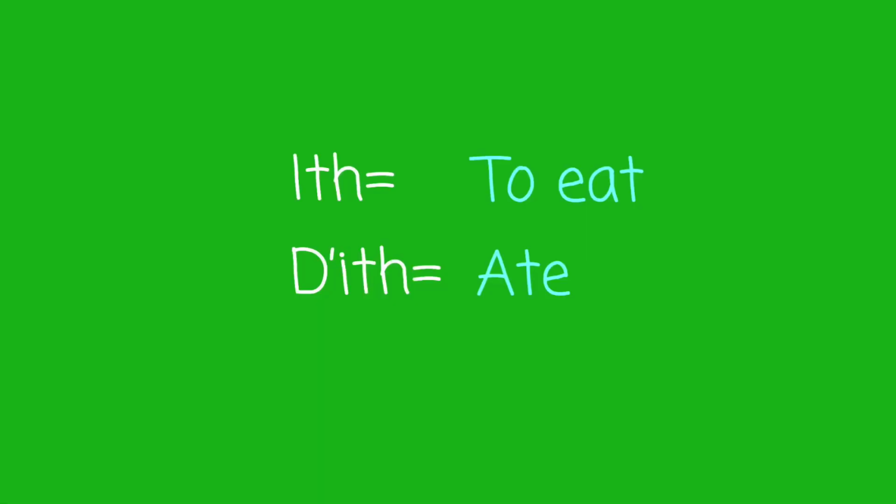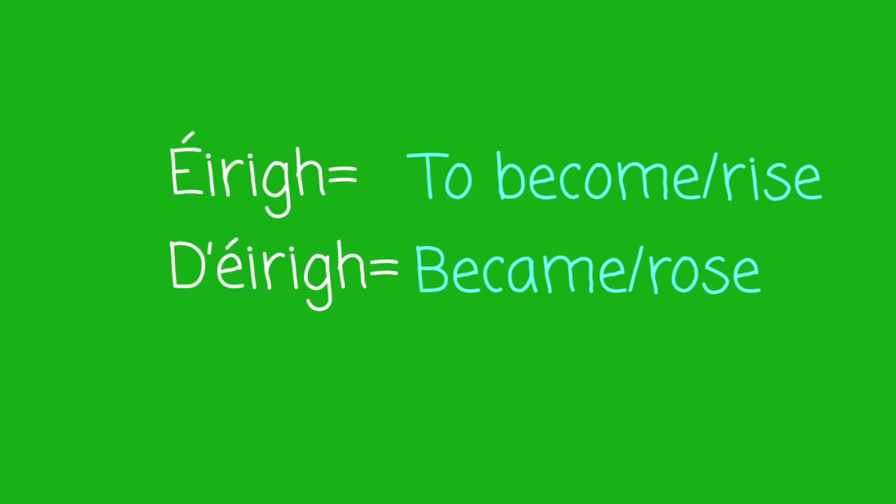And now for verbs that begin with the vowels I or E, when you add the casu, it changes the pronunciation of the verb. For example, eat is to eat. When you add the casu to put it in the past tense, it's going to sound like a J, G. The same with E. An example of a verb is Éirigh, to become or to rise. Add a casu and it becomes jeer-ree.